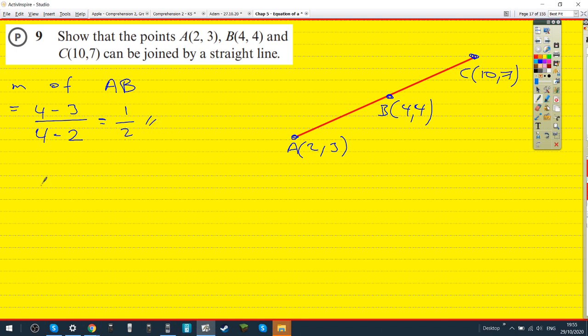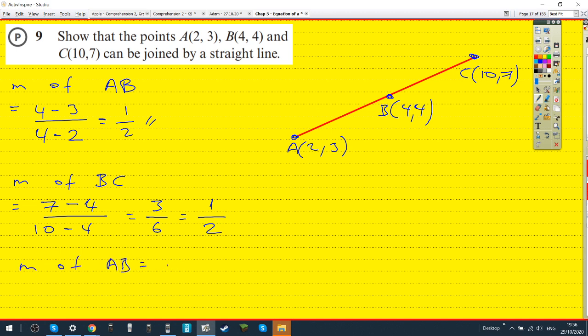Now what is the gradient of BC? BC is 7 minus 4 over 4 minus 10. 10 minus 4. Oh yeah, 10 minus 4. Which would be 3 over 6, or would that just give you a half? Yep. So the gradient of AB is equal to the gradient of BC.